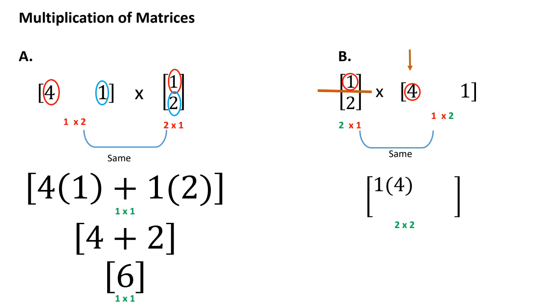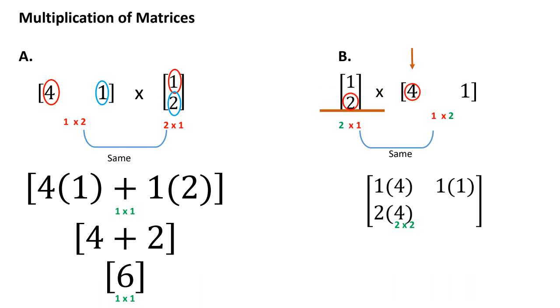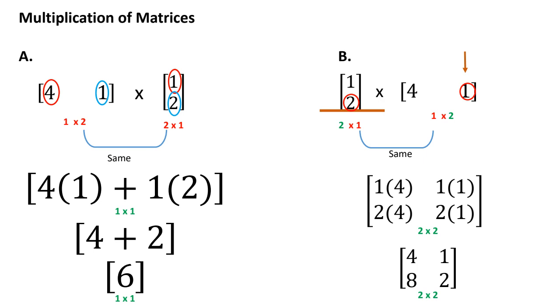And then 1 times 1, okay? Then the second row, 2 times 4, and then the 2 times 1, yes? And I get 1 times 4 is 4, 1 times 1 is 1, 2 times 4 is 8, 2 times 1 is 2. And you see here, the resulting matrix was a 2 by 2.